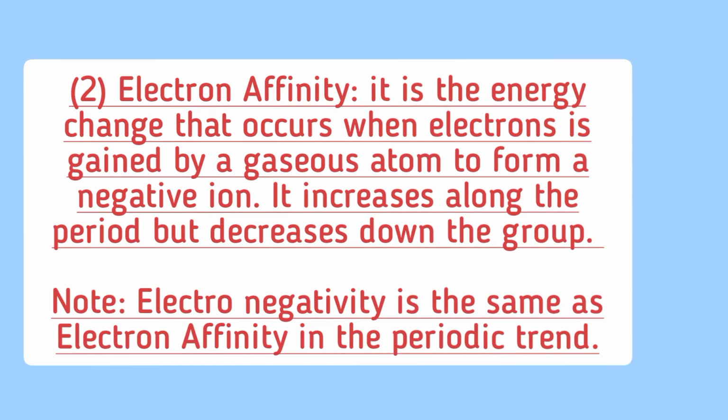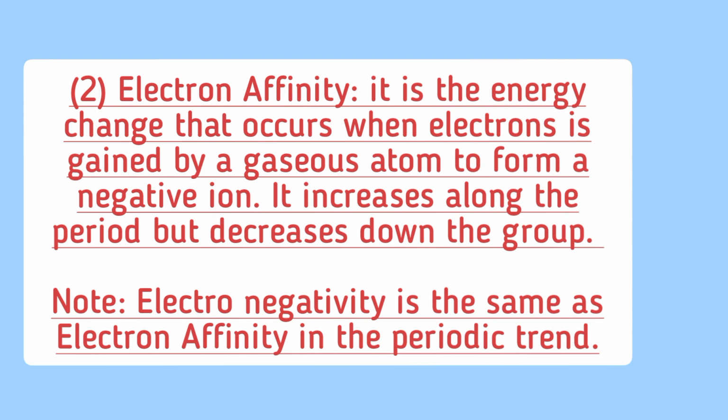Electron affinity is number 2. It is the energy change that occurs when an electron is gained by a gaseous atom to form a negative ion. It increases along the period but decreases down the group. Note, electronegativity is the same as electron affinity in the periodic trend.